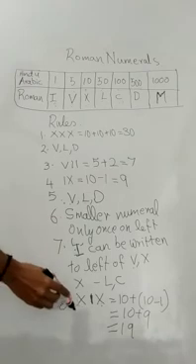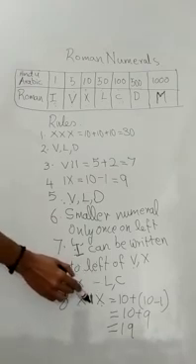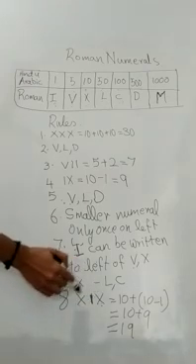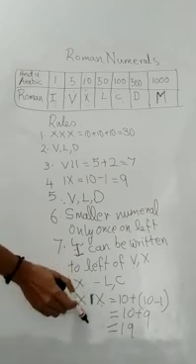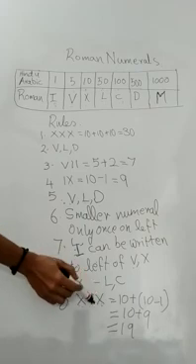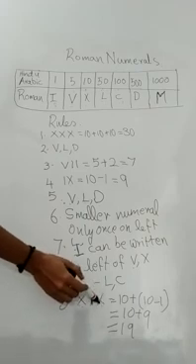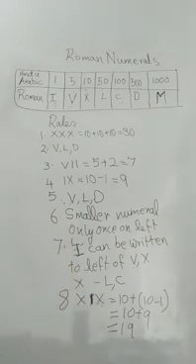Okay, so when a smaller Roman numeral is written between two bigger ones, its value will be subtracted from the second, meaning the bigger Roman numeral on the right side. Okay, so these are the rules. So I will tell the rules once again.